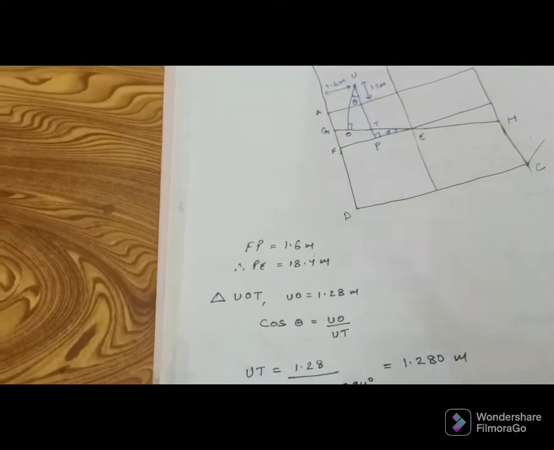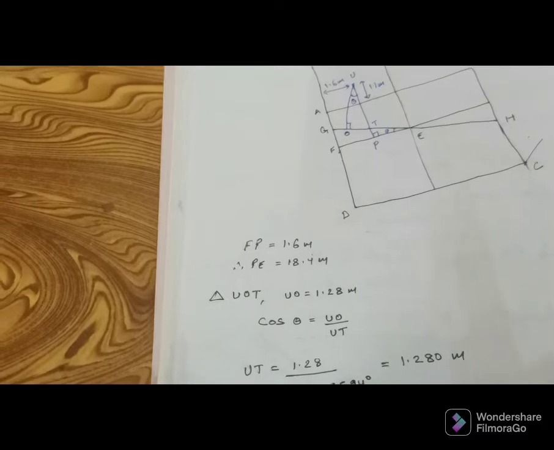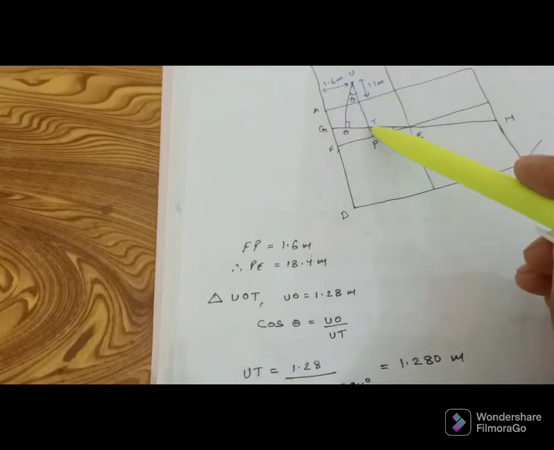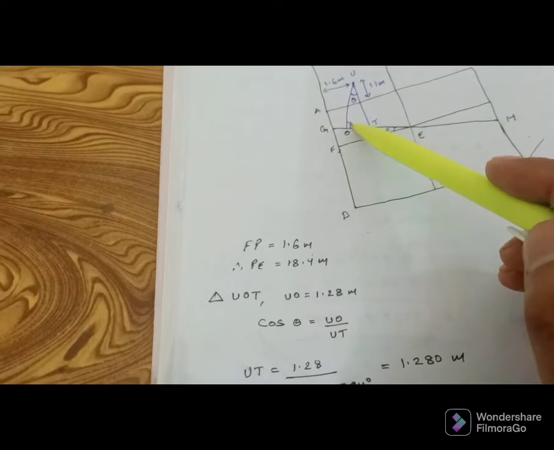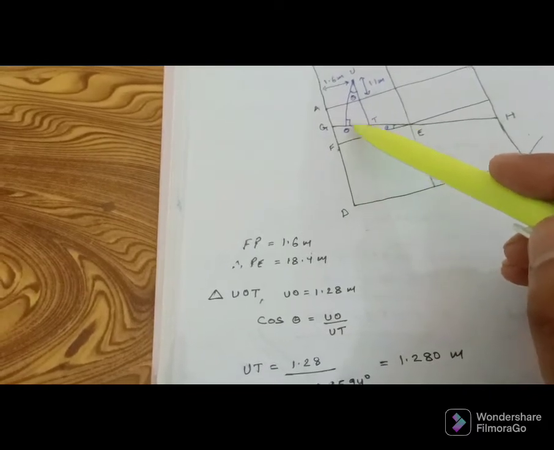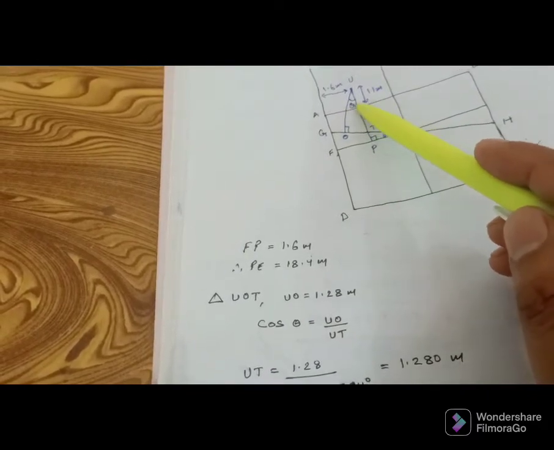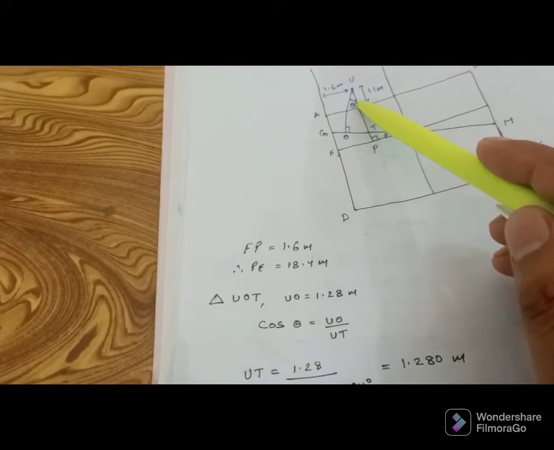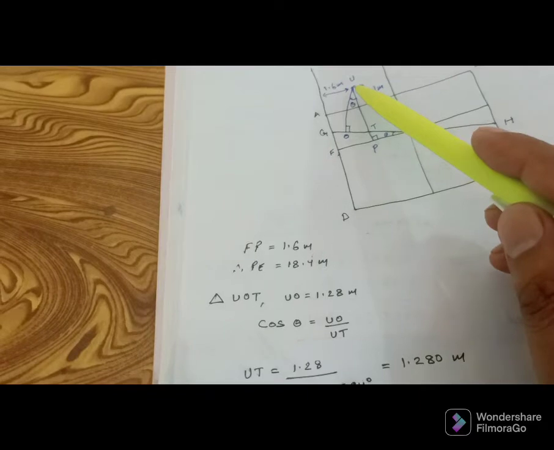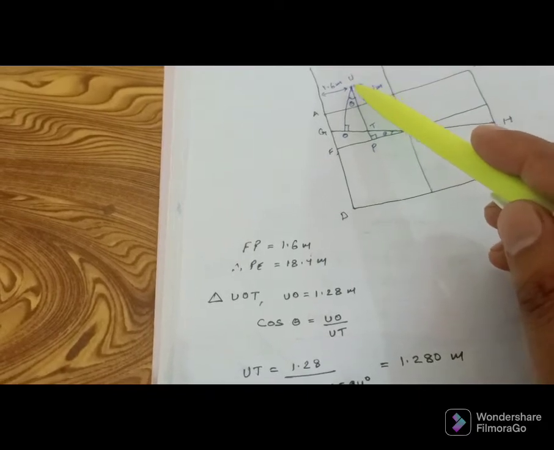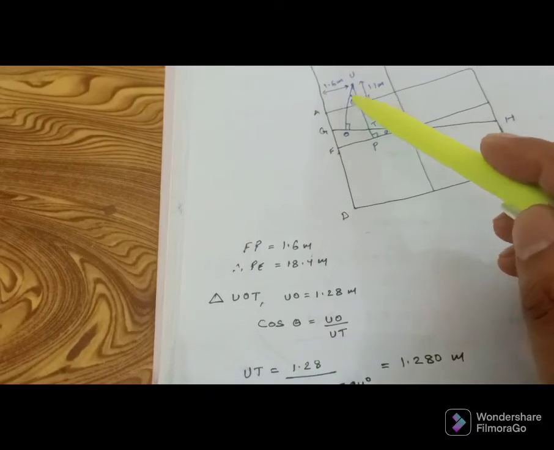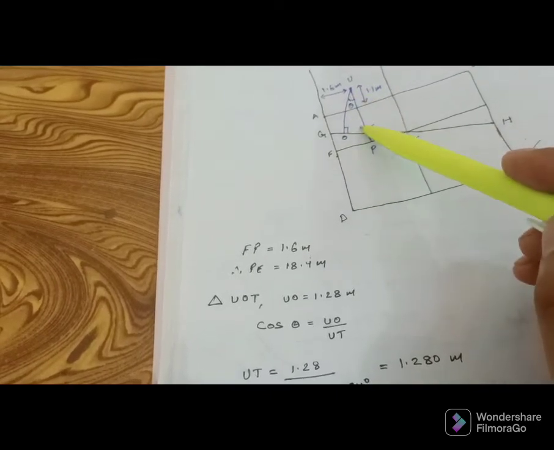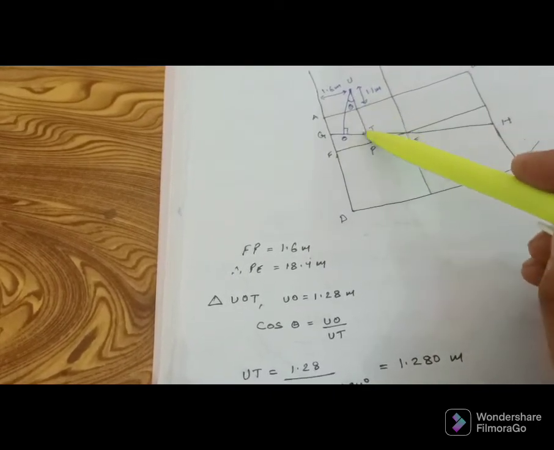Now you have to look in the triangle UOT. In triangle UOT, angle O is 90 degrees, and this angle becomes theta. So cos theta is equal to what? Cos theta is equal to the adjacent side, which is UO, upon the hypotenuse, which is UT. So cos theta is equal to UO upon UT.